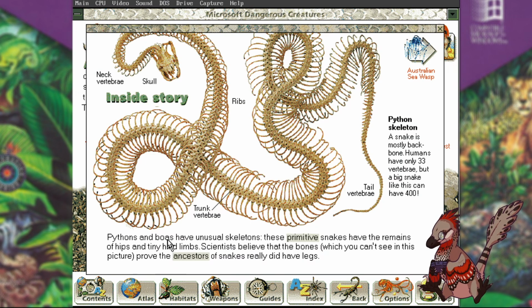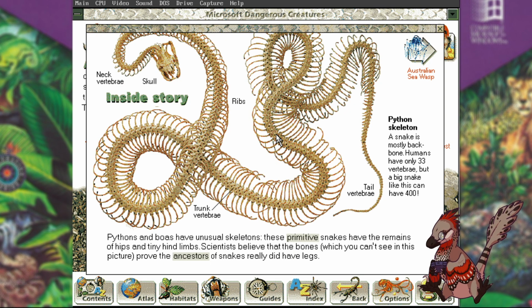Inside story. Oh my god. Bone and ribs. That is a lot of backbone and ribs. Quite, yeah, absolutely. So you have the neck vertebra, you have the skull, and then you have big ribs and the tail vertebra, which are kind of tiny. Python skeleton. A snake is mostly backbone. Humans have only 33 vertebrae, but a big snake like this can have 400. Wow.